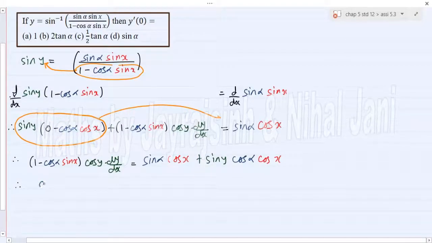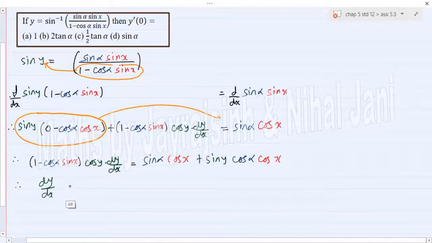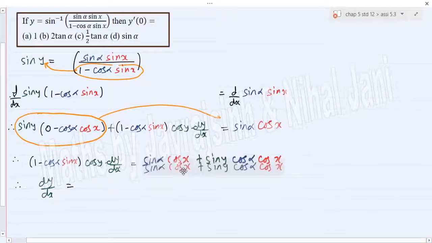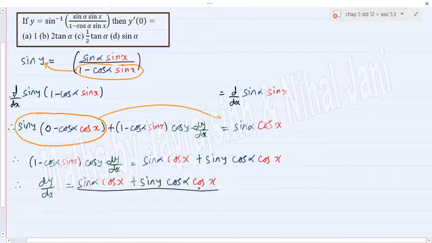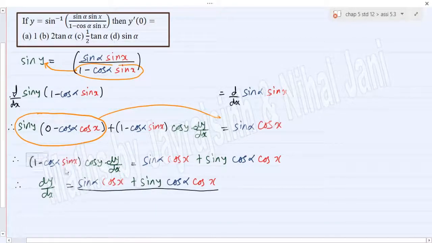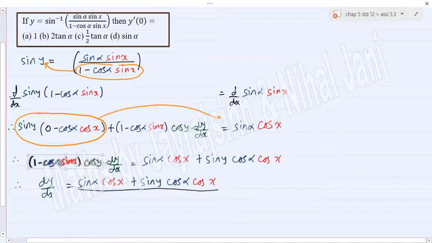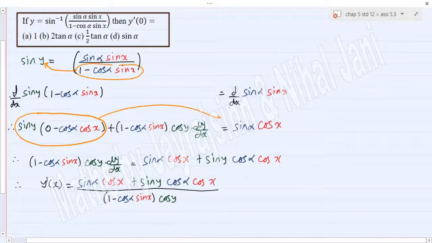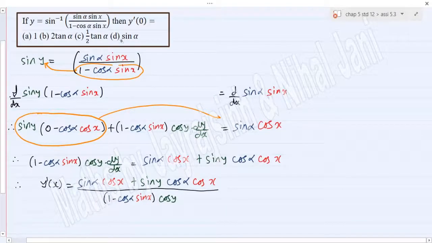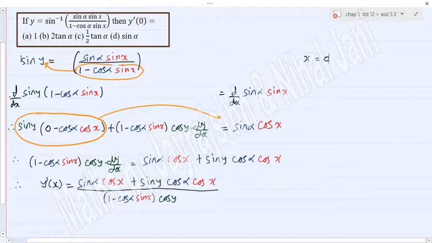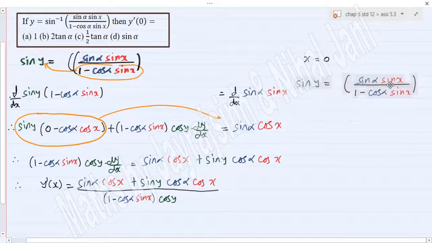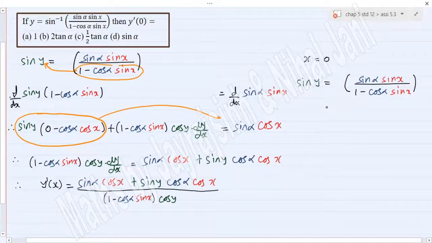So here we'll get dy by dx is equal to, your numerator will be this whole term. So let's get it over here, upon your denominator will be this term. So let's get it over here. So to get y dash 0, first of all we need to get the value of y at x is equal to 0. And for that we are going to use equation number 1. So let's get it over here and put x equal to 0.